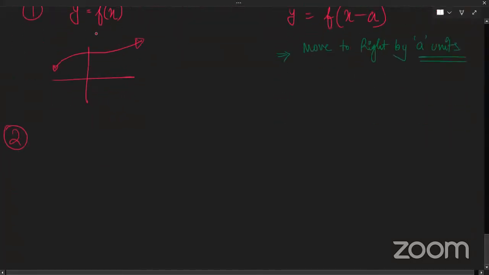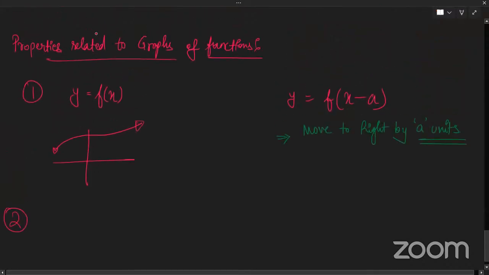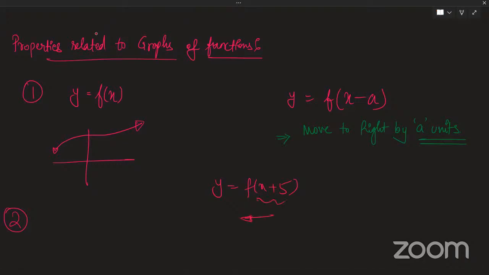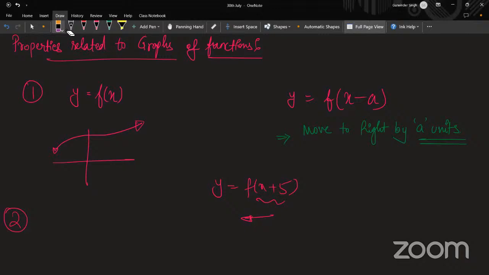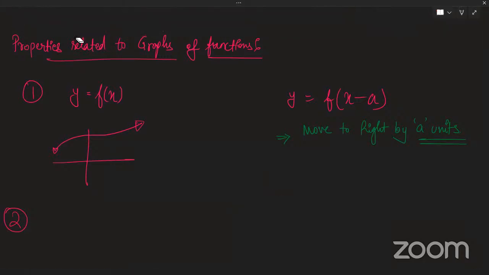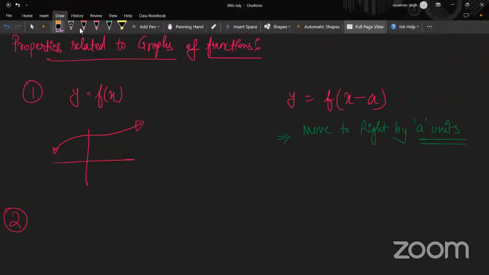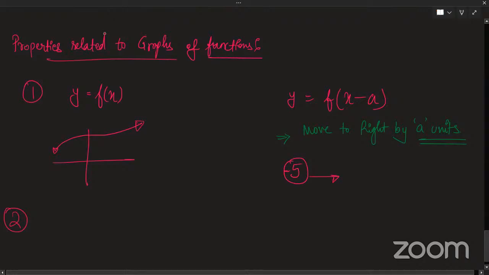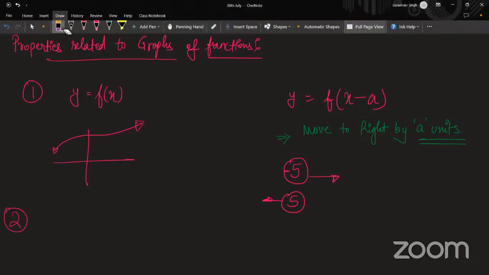Second, see, this a is basically an integer. So if my a is negative, like if I'm doing y is equal to f of x plus 5, it will move 5 units towards the left. This a also denotes sign. So treat a as an integer, and treat a as a sign symbol also. So if I'm telling you to move a curve minus 5 units to the right, it means move 5 units to the left, right? At least you know this much, right?